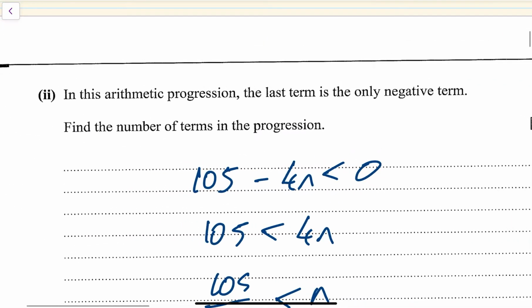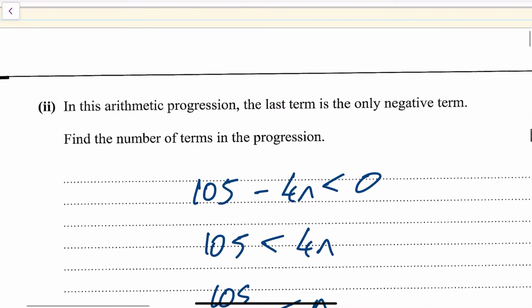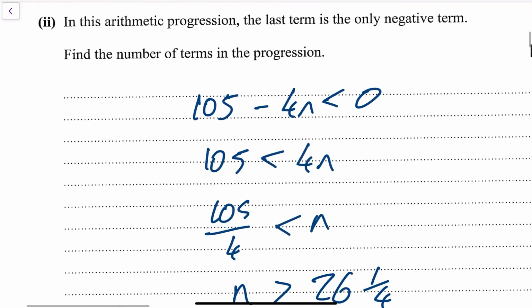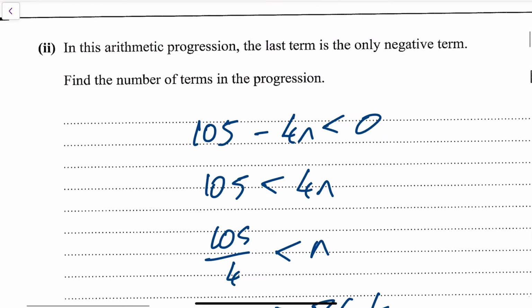So it says, in this AP, the last term is the only negative term, so it's the first one that becomes negative. Find the number of terms. So your last term, we're just going to say 105 minus 4n. That was my last term.